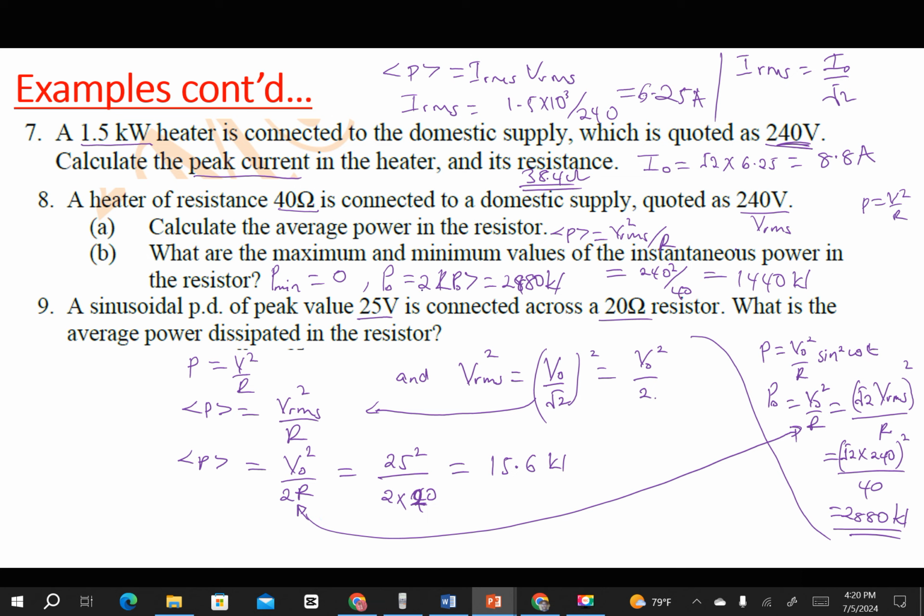This 2 here is because the average power is always half of the maximum power. That's why in the first example, in example 8, I got the maximum power by multiplying 2 times the average. And I got 2,880, which I used a different method, and I got the same answer here. So it's the same thing.